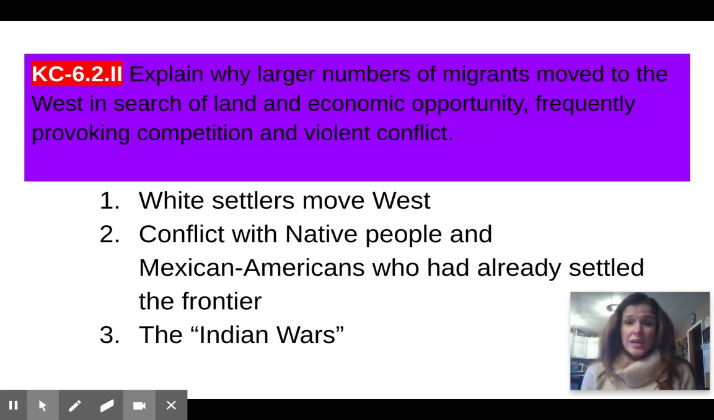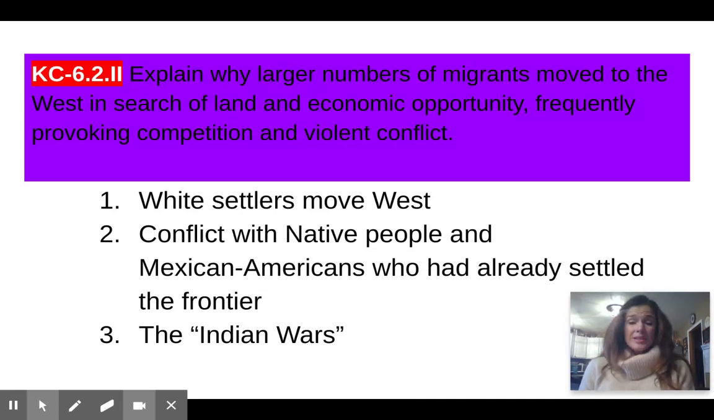White settlers began to move to the West for a variety of reasons. There were lots of overcrowded parts to the cities, and many just wanted to go west to escape the large, overcrowded, dirty cities. And they wanted to experience the frontier. They wanted to gain fortune.